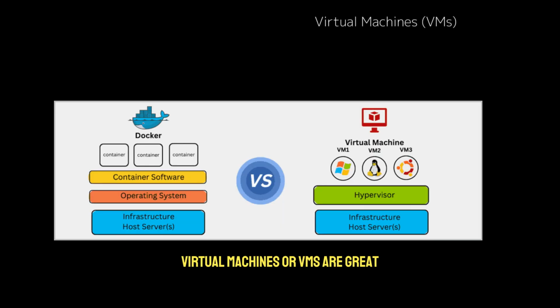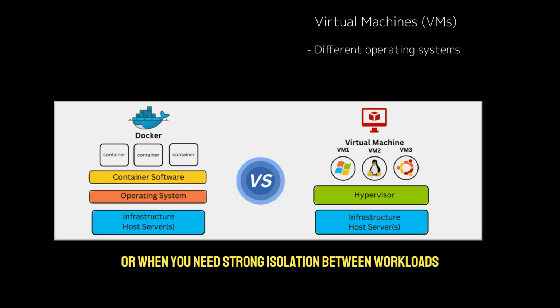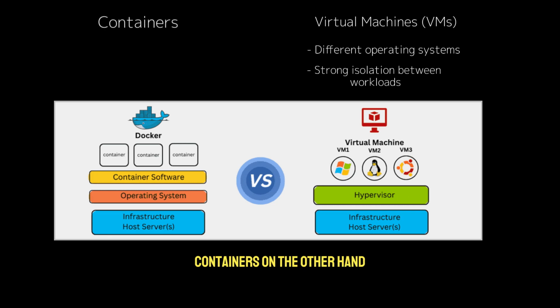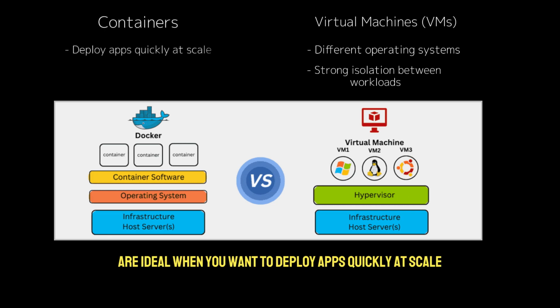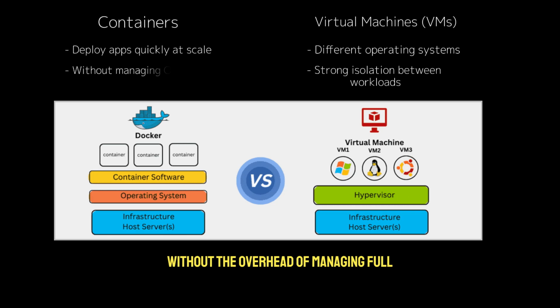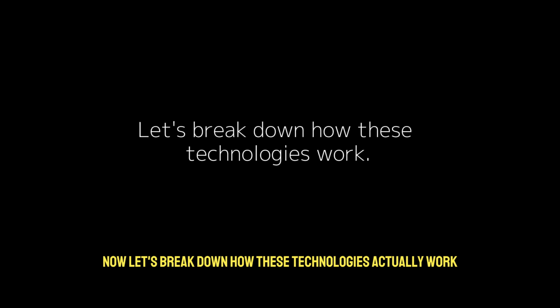Virtual machines, or VMs, are great when you need to run different operating systems or when you need strong isolation between workloads. Containers, on the other hand, are ideal when you want to deploy apps quickly, at scale, without the overhead of managing full operating systems for each app. Now let's break down how these technologies actually work.